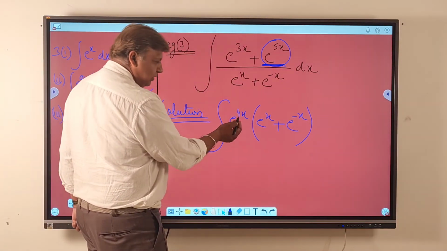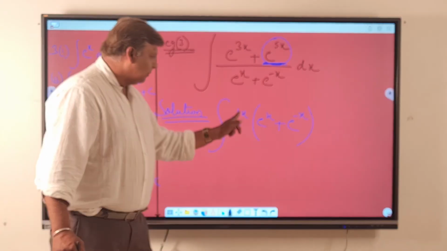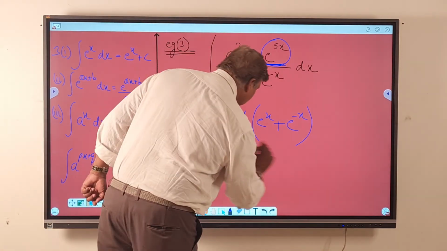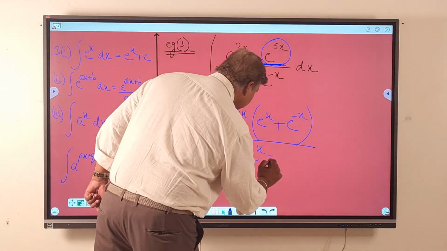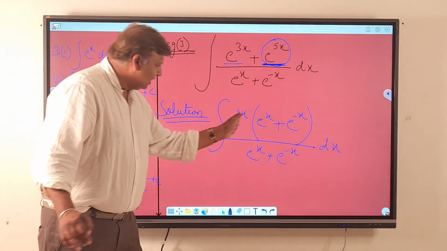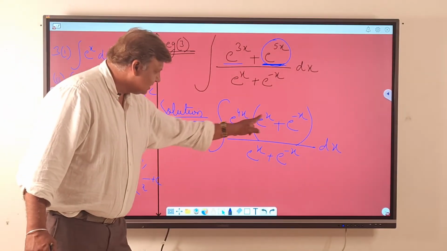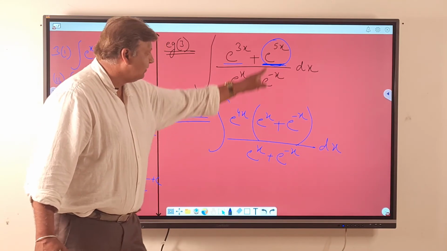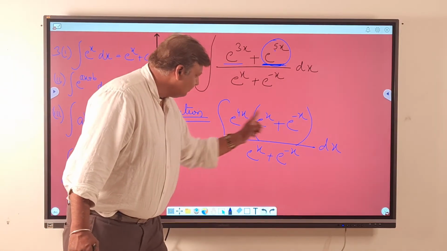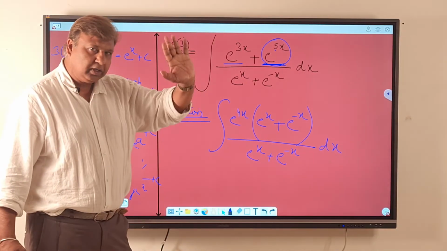Am I right? Because when e raised to power 4x gets multiplied to e raised to power minus x, since the bases are same, the powers get added, 4x minus x will give you 3x. So you get 3x back. I hope you got what I said. No, not understood? Okay, do one thing. You just multiply it. So e raised to power 4x and e raised to power x, what do you get? Bases are same, powers get added. 4x plus x gives you 5x, so you get this term. e raised to power 4x and e raised to power minus x, bases are same, powers get added. 4x minus x will give you 3x, so you get the numerator. I hope you got this.